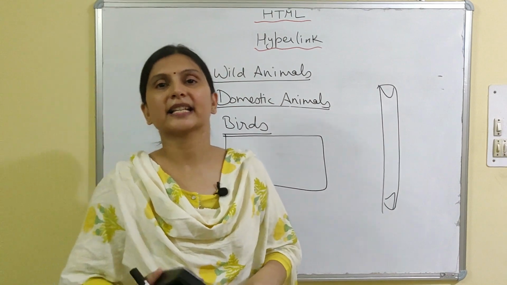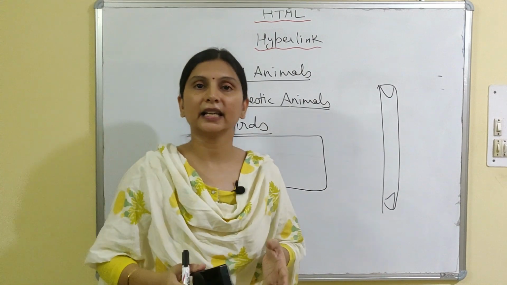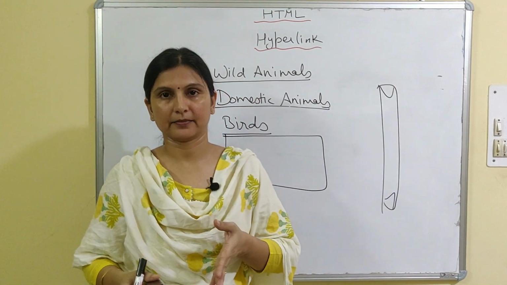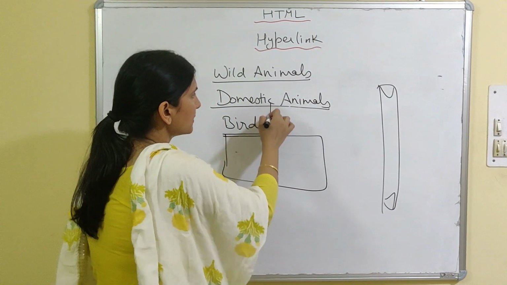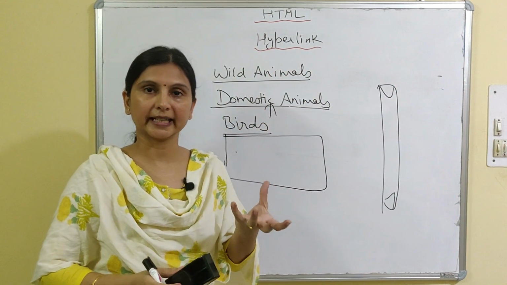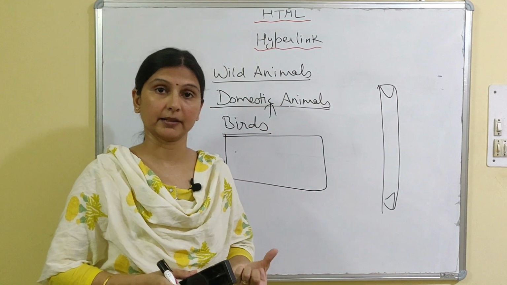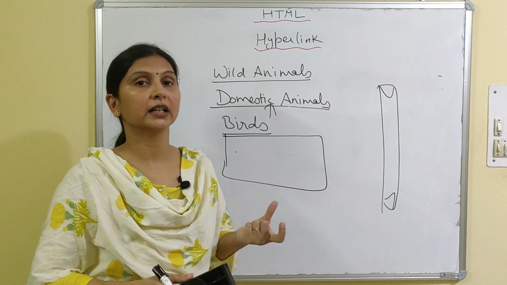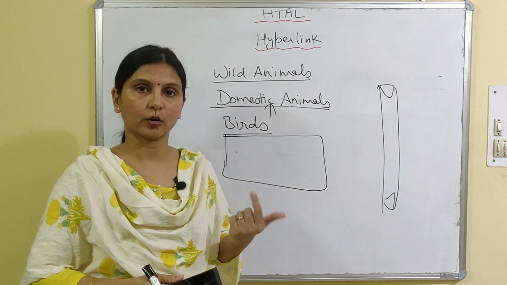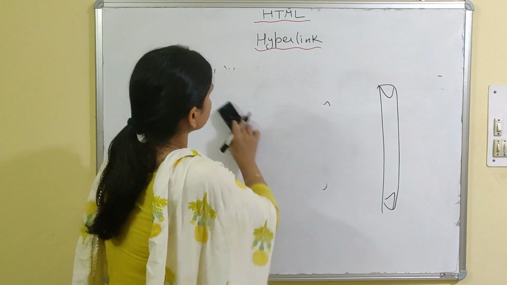And the second is the external hyperlink. An external hyperlink means you are creating a link between two web pages. It means when you click on domestic animals, another web page will be opened containing the information about domestic animals. So this is called an external hyperlink. And today we will learn how to create an external hyperlink. I hope it is clear.